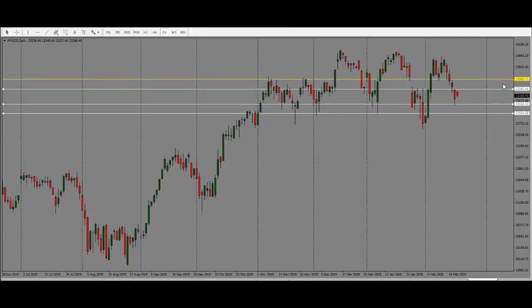So if it goes through 23,400, chances are very high that it will go all the way into 23,580. So keep an eye on this level here.